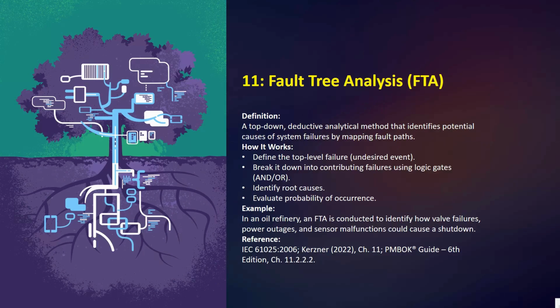Okay. So next we have number 11. That is the fault tree analysis. Fault tree analysis is a powerful tool used in risk and reliability engineering, often for complex systems. It's a top-down approach, meaning you start with a single bad event and work backward to find its causes.